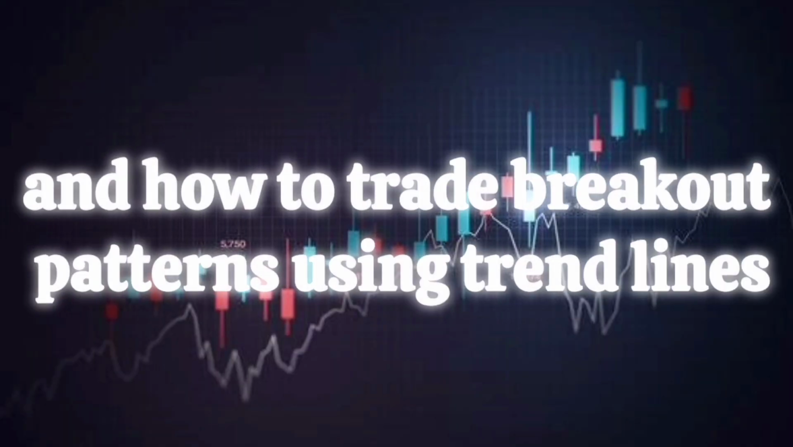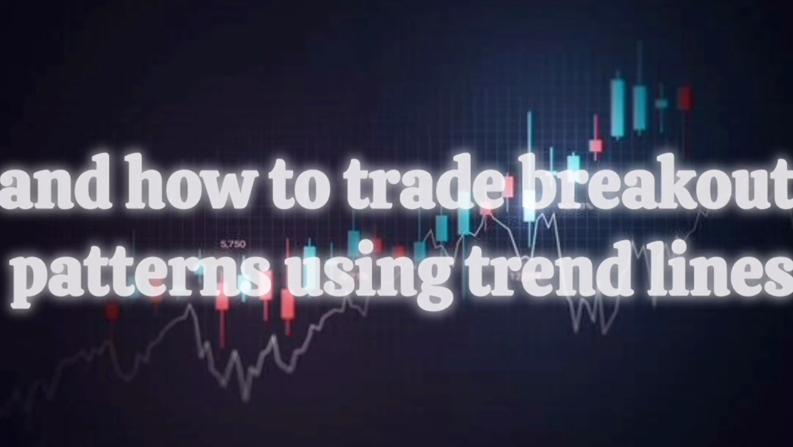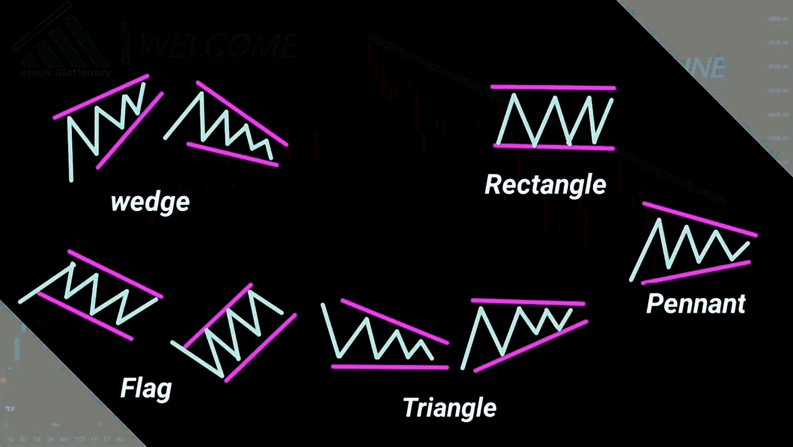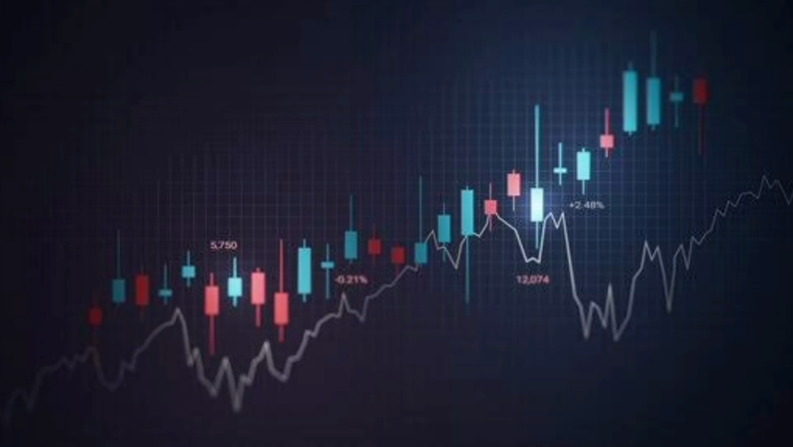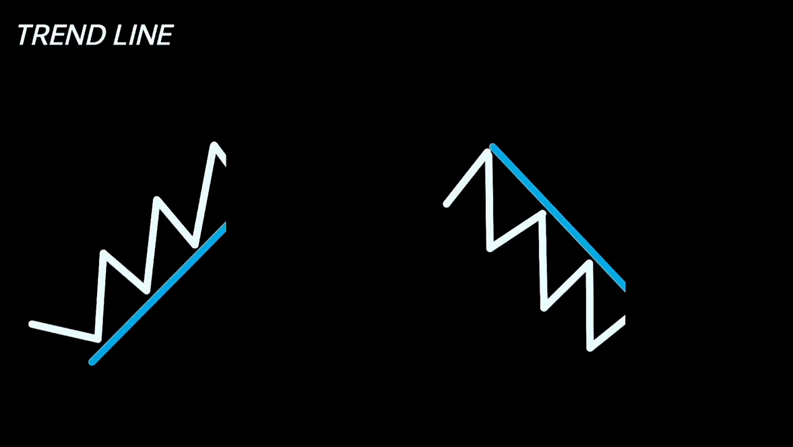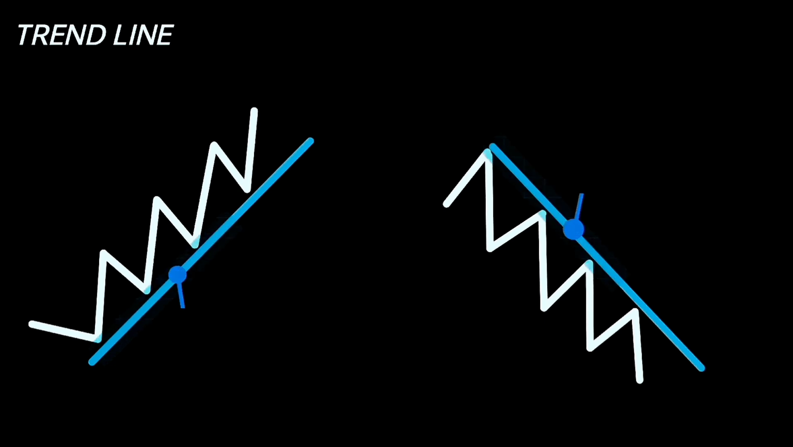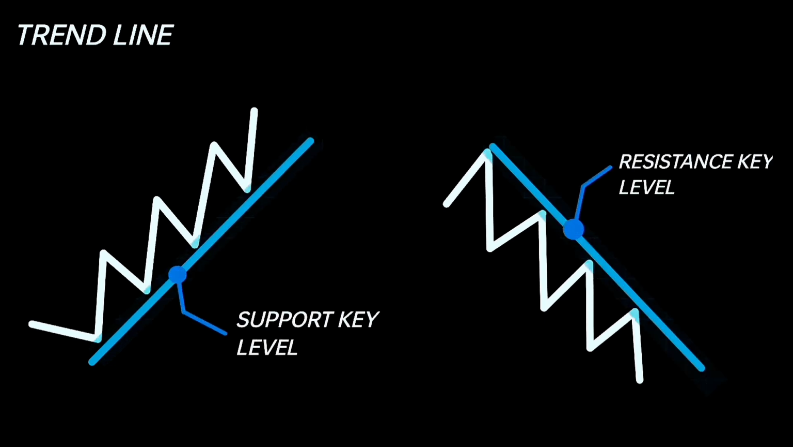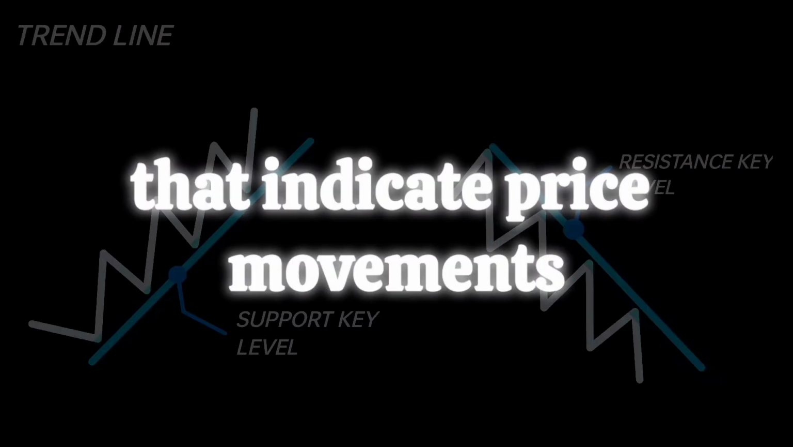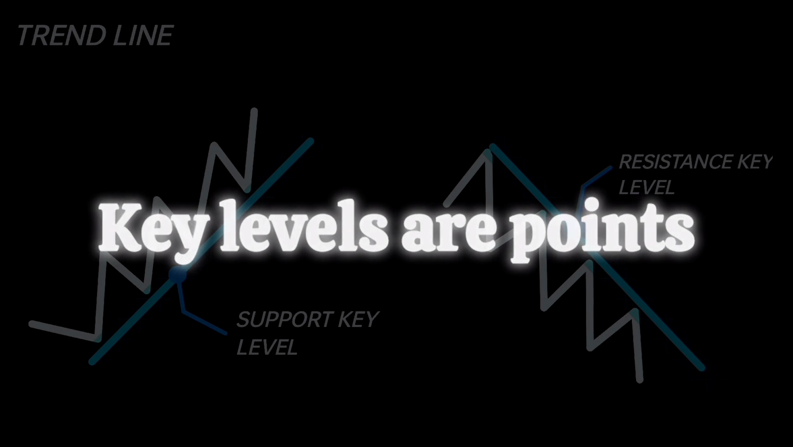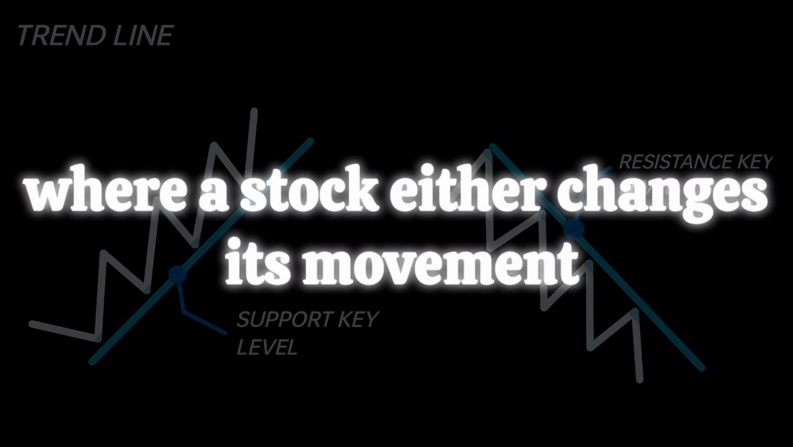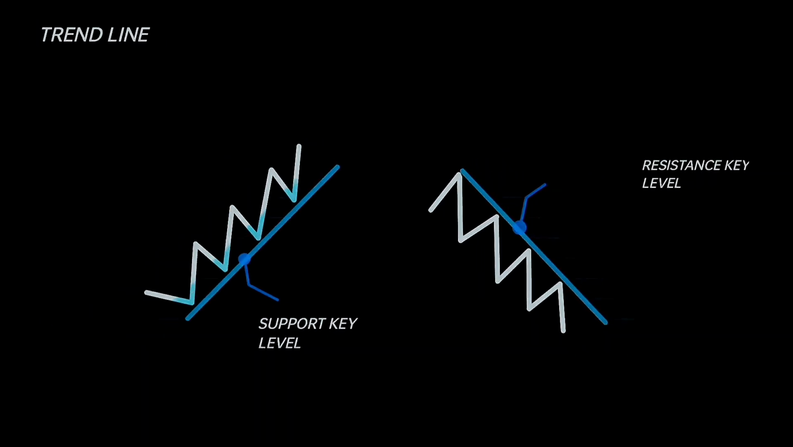In today's video, I'll teach you the correct way to draw trend lines and how to trade breakout patterns using trend lines. So, first of all, what are trend lines and breakout patterns? A trend line represents key levels in the stock or financial market that indicate price movements. Key levels are points where a stock either changes its movement or continues its trend.